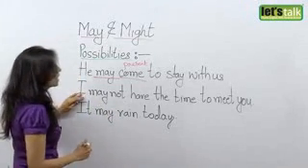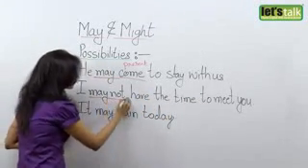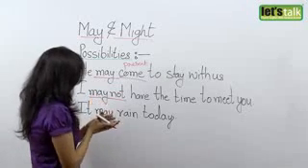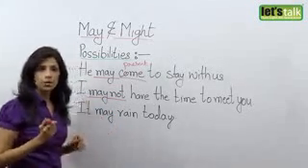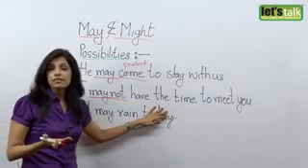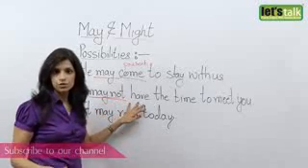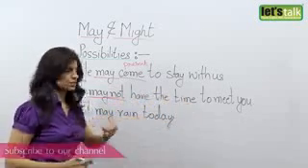In my next example, I may not have the time to meet you. So here it's in the negative. So when you want to say something in the negative, you say may not. So I may not have the time to meet you. So again, it's a possibility that I may run out of time and I won't be able to meet you. So I may not have the time to meet you.